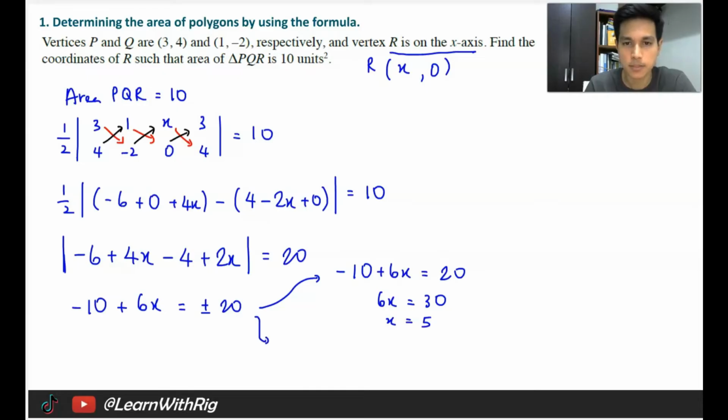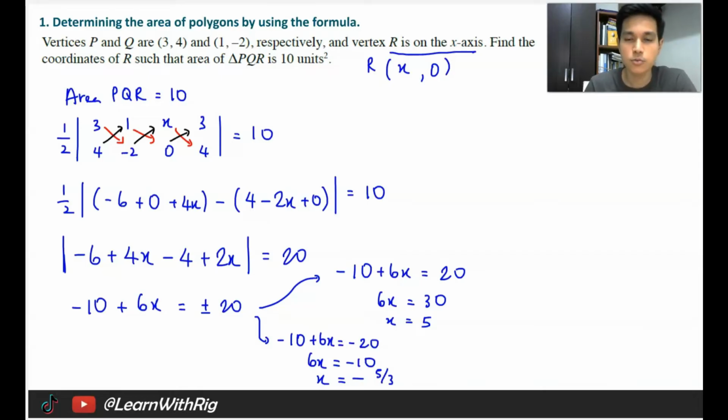The second possibility is when 6x equals negative 20, because you have plus minus, right? So the first option is positive 20, the second option would be negative 20. So 6x equals negative 20 plus 10, you get negative 10. X equals, now you get a fraction, which is negative 5 over 3.